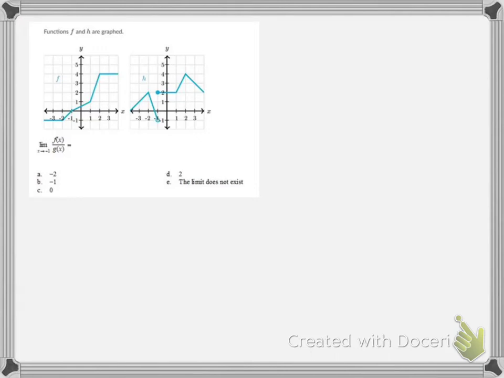So here we have a limit problem, and it's just the limit of f over g. But as I look at this, at -1, and this should be f, and this should be g here. G isn't defined. The limit doesn't exist at -1.